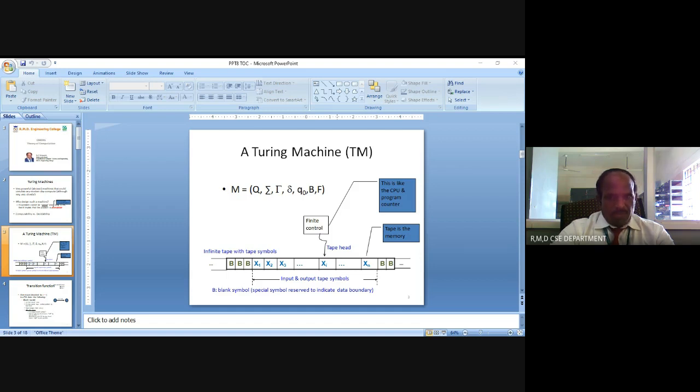The example is 0 power n, 1 power n, where n is greater than or equal to 1. So there are 2 input symbols. 0 power n, 1 power n means 000111. The tape has blanks, then 000, then 111, followed by blanks. So first, going through the input, the first 0 is read by the Turing machine and replaced by X. The remaining 0s are skipped to the right. We find the first 1, replace it by Y, and turn back to the left.